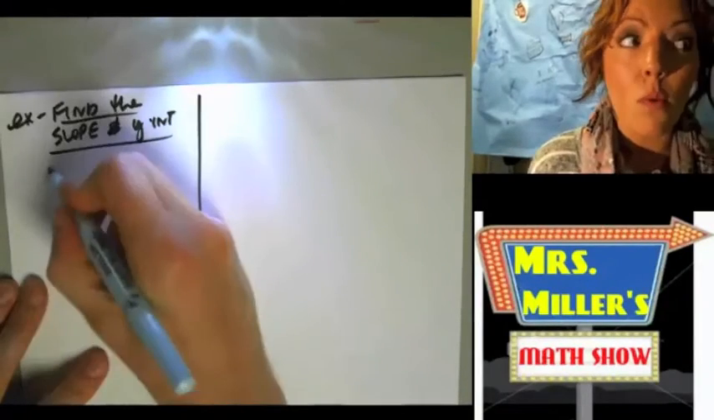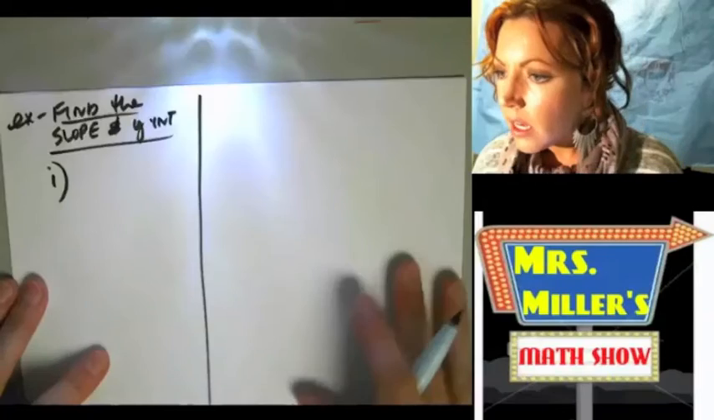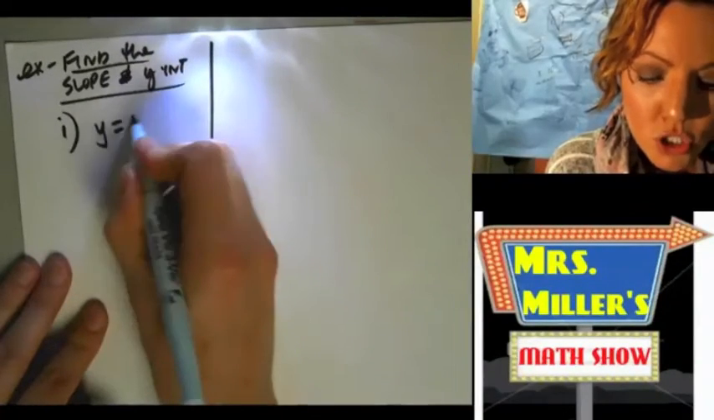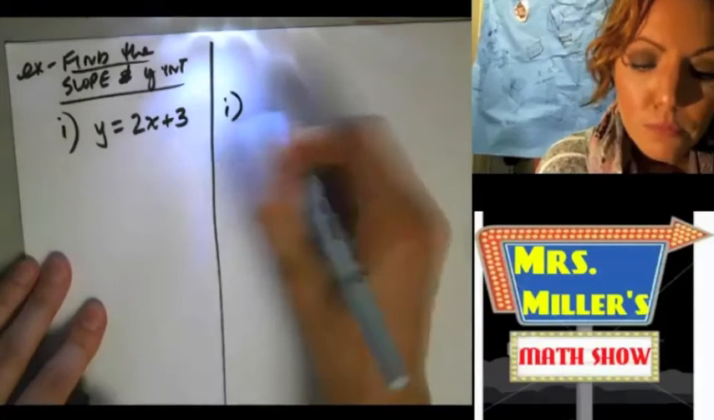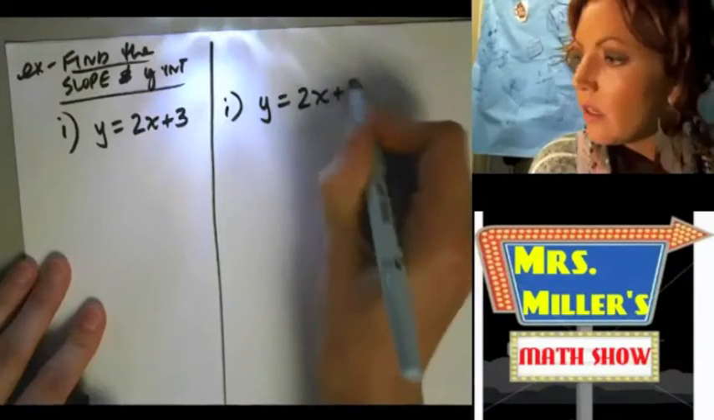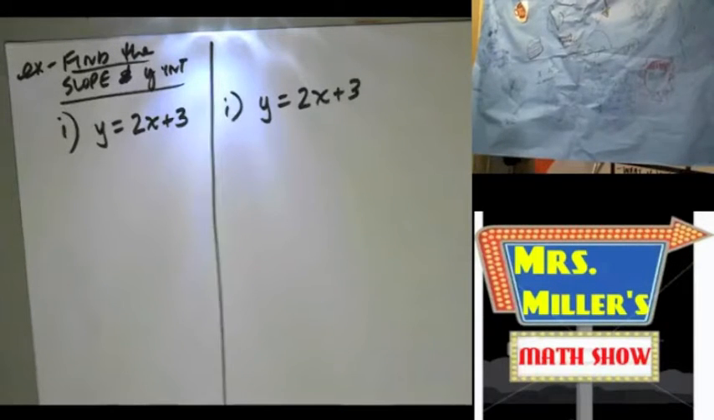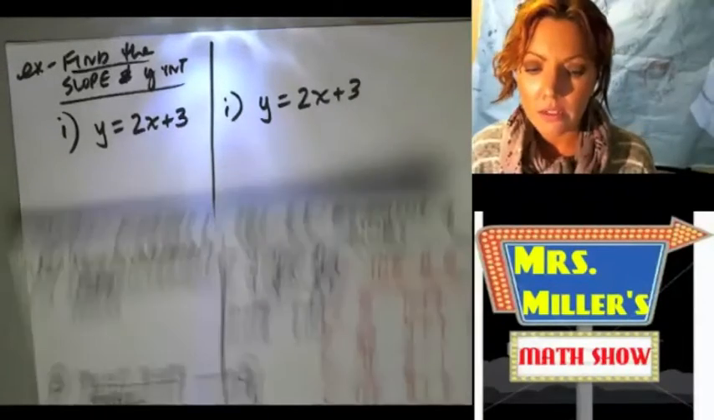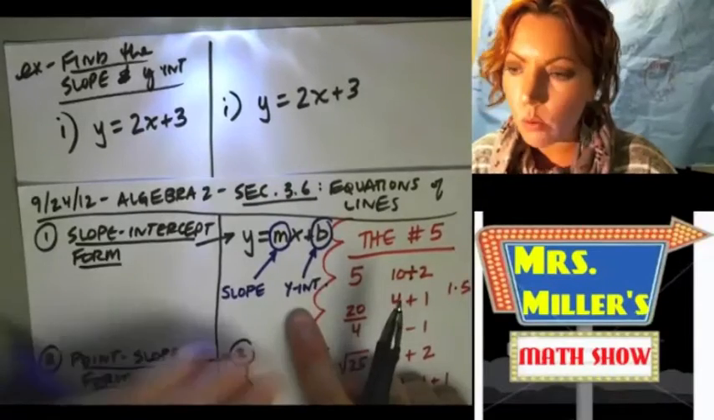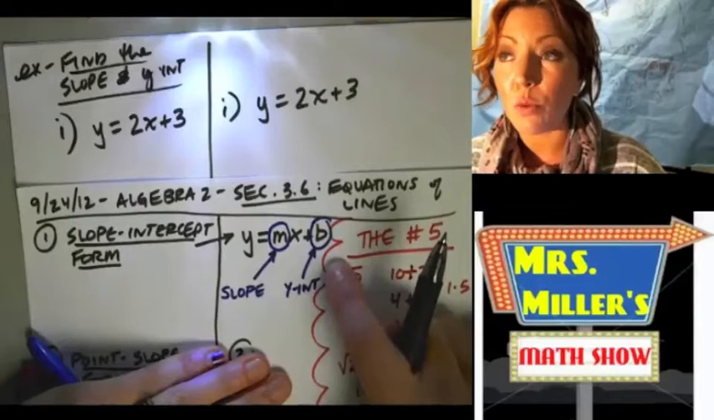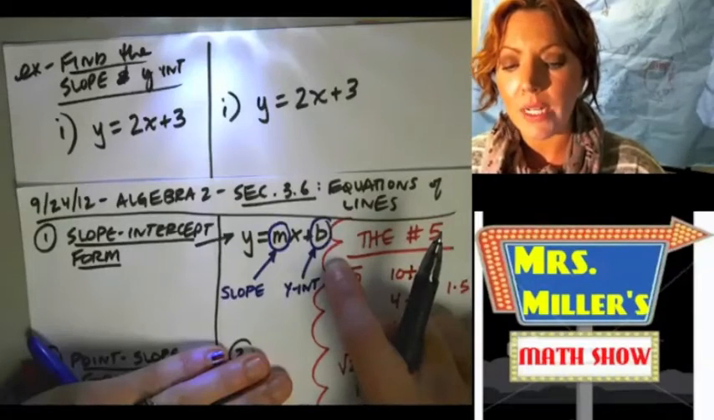Okay, we do not want to overcomplicate any of this. Find the slope and y-intercept, and the first thing that we're given is y equals 2x plus 3. Again, I said that we want to get it into slope-intercept form if it's not already. Slope-intercept form is y equals mx plus b. The slope is whatever number's in front of x. The y-intercept is whatever does not have an x attached to it.